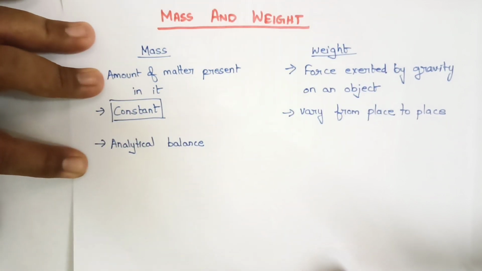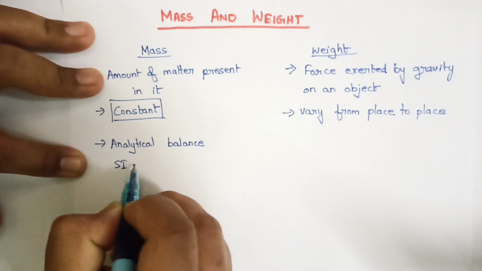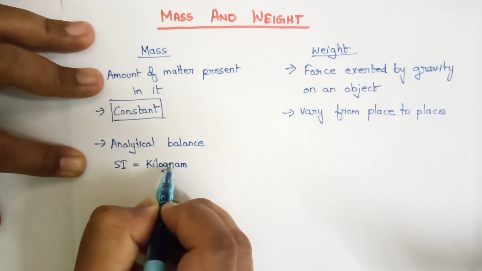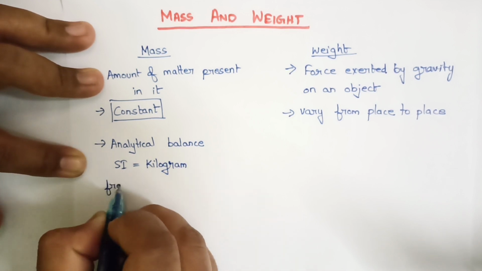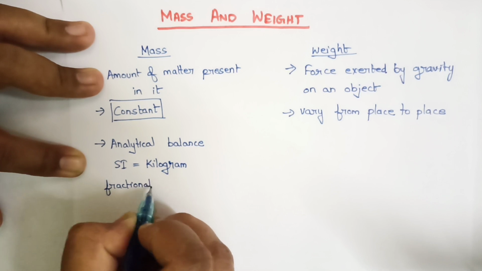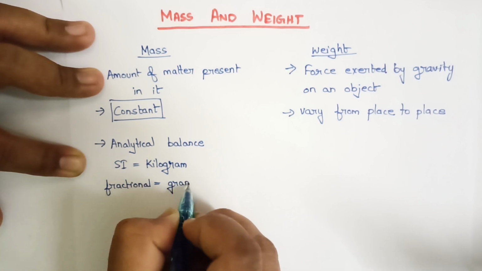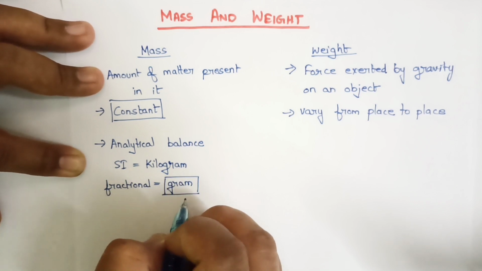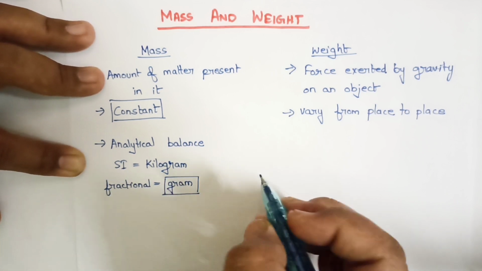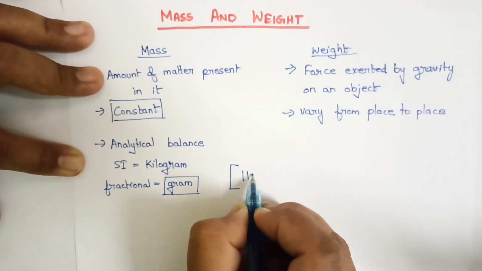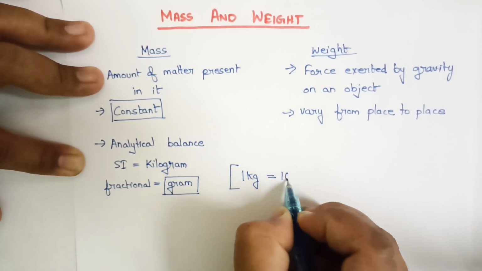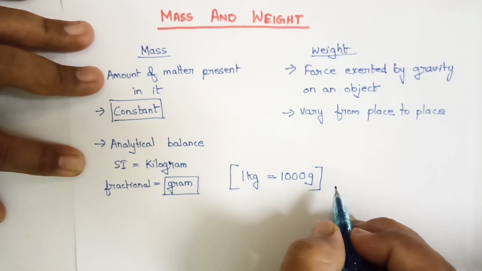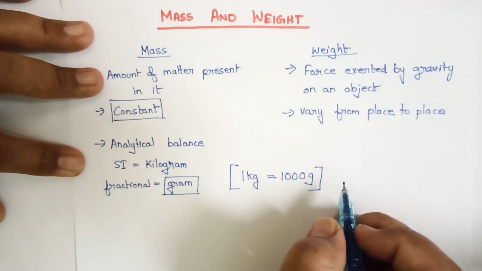Now coming to the SI unit, its SI unit is kilogram, and its fractional unit or smaller unit is grams. In the laboratory, mainly we depend on grams, not on kilograms, because very small quantities are measured in the laboratory. And here one important conversion you have to remember: 1 kilogram is equal to 1000 grams.